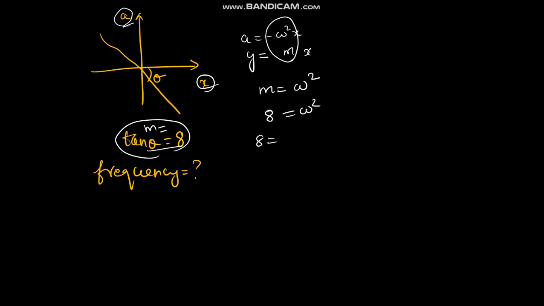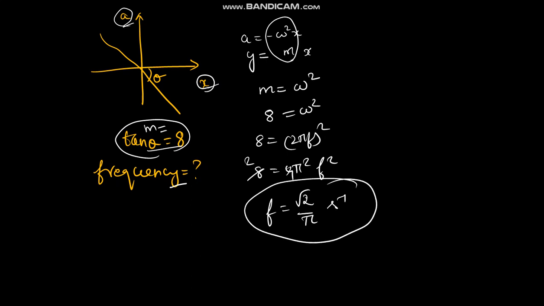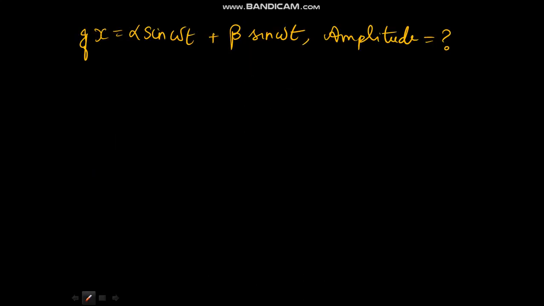They are asking for frequency, so 8 is equal to 2 pi f the whole square. So 8 is equal to 4 pi square f square. So f is equal to root 2 divided by pi per second. This is the frequency, and this is the acceleration versus x graph. So this graph they ask directly. Acceleration is equal to minus omega square x, so acceleration is proportional to minus x. This is the graph for acceleration versus displacement in SHM.